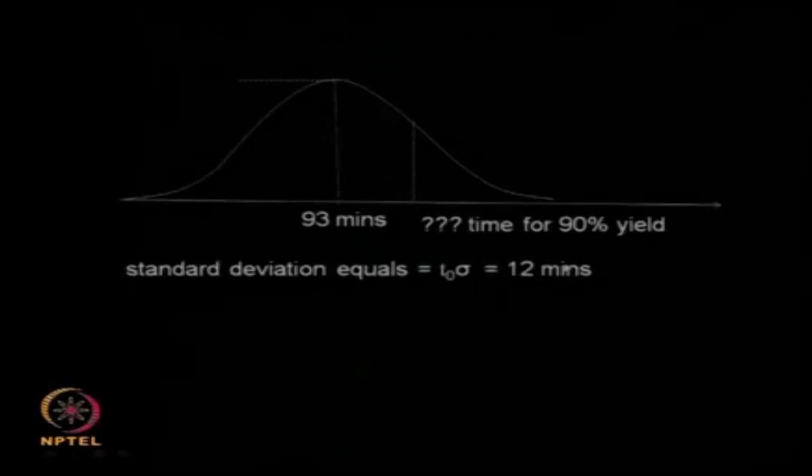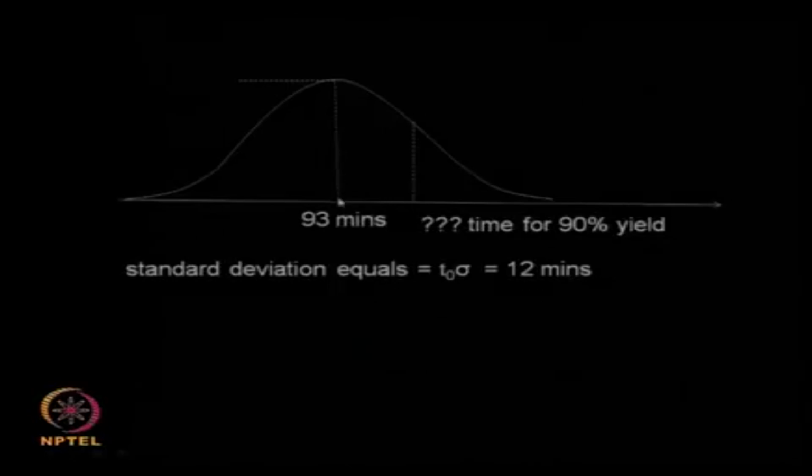Now the standard deviation for this system is 12 minutes. So the retention time is 93 minutes, standard deviation is 12 minutes. So how do you calculate yield? Okay. Now I know T naught, I know standard deviation, so I can calculate sigma as 12 by 93. Now taking this I can substitute into the yield equation.